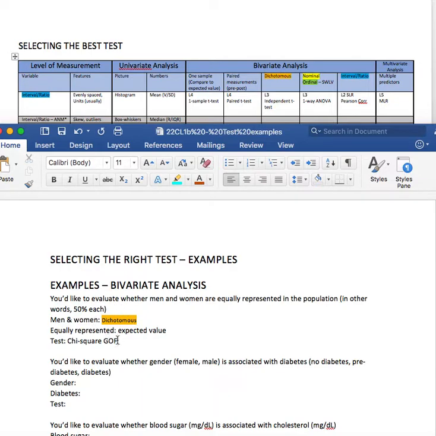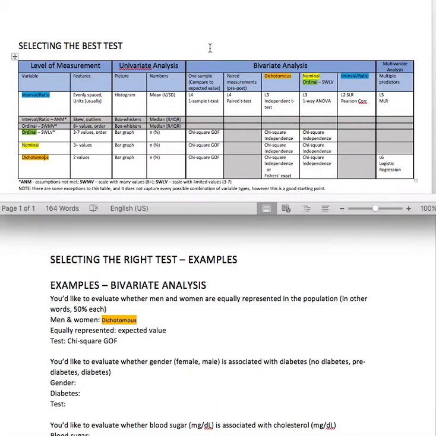And I'll just abbreviate it there since this is a review for you. We would do the same test if we were looking at something that was nominal or ordinal. The chi-square goodness of fit test really fits with any of those. The next example here, it says you'd like to evaluate whether gender is associated with diabetes. We've looked at something similar to this in your assignment already. And here we have gender, which has two categories, female and male.